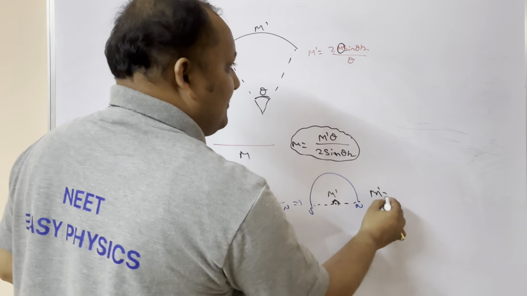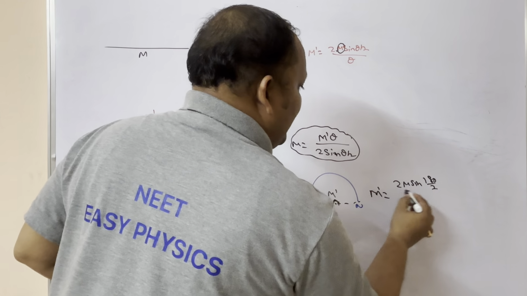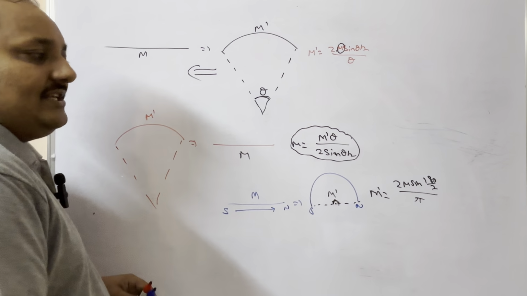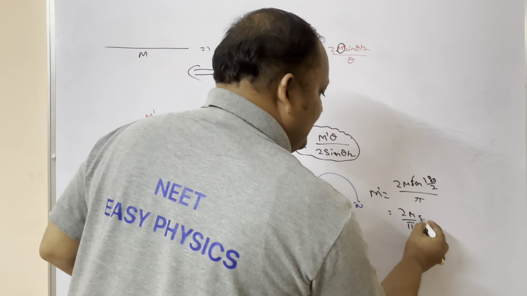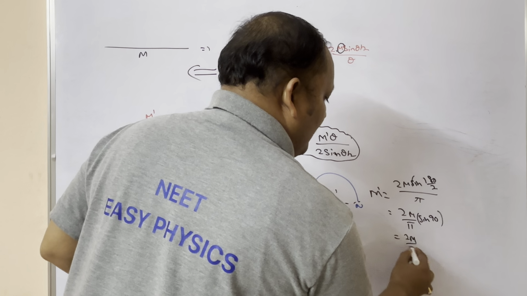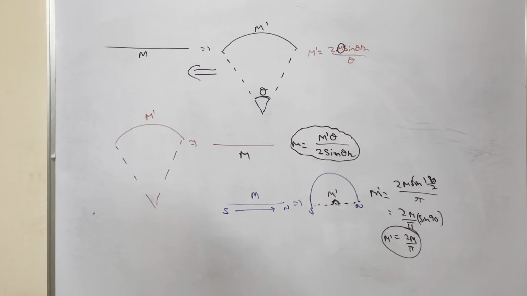Then m dash equals, from this formula, 2m sine 180 by 2, divided by what we have to write? Pi. 180 degrees means pi. So 2m by pi, this is sine 90. Sine 90 value is 1. So therefore, the new magnetic moment is 2m by pi if it is bent in the arc shape.